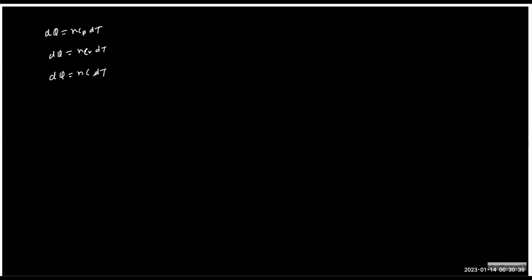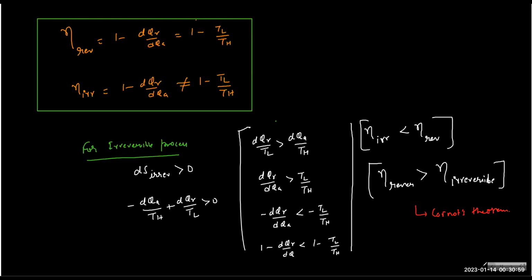But what about the efficiency of a heat engine working in a reversible cyclic process? Will it depend on the substance? So the answer is 1 minus TL by TH. So does it depend on the substance I'm using? No, sir. In the reversible case, the dependency on the substance is gone away. The dependency is only for the irreversible process.